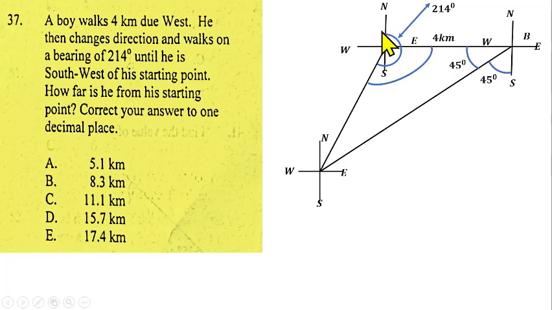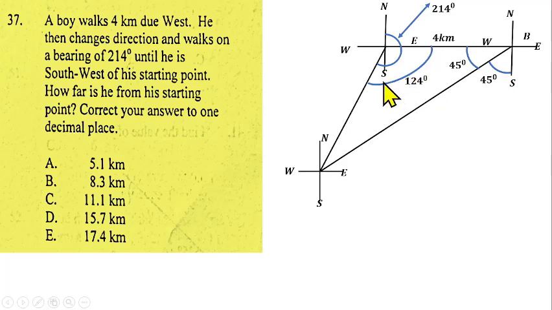How? From here to here is 214, which is what we have been given. We know that from the north to the east is 90 degrees. So if you remove north to east from 214, what we have left is the angle from here to here. If you remove 90 from 214 degrees, you have this angle left, and 214 minus 90 gives us 124 degrees.